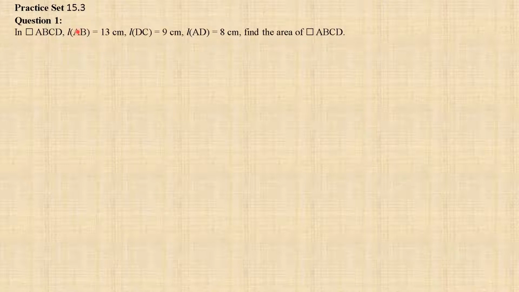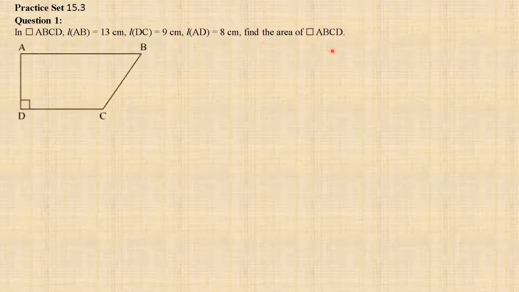Let us do the practice set 15.3. Question 1. In quadrilateral ABCD, length of AB is 13 centimeters, length of DC is 9 centimeters, and length of AD is 8 centimeters. Find the area of quadrilateral ABCD. So if you see the figure, ABCD is a given quadrilateral. Let us start with the solution.